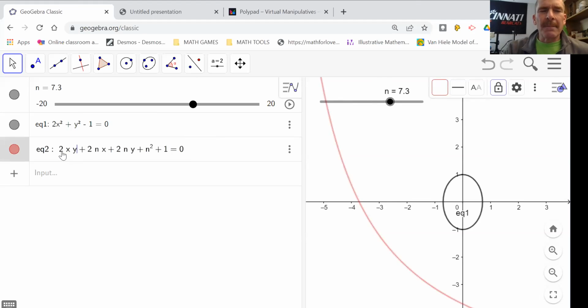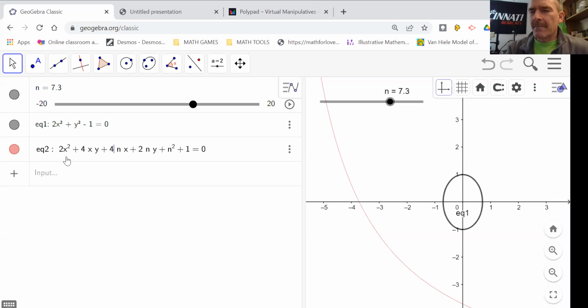Now let me go to my next equation. Let me click down here. If I recall correctly, I added 2x squareds, and then I had to add 4xy's, and then I also added 4 x's.